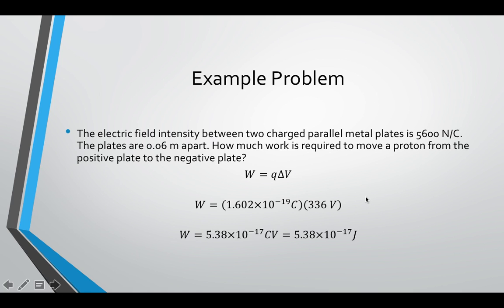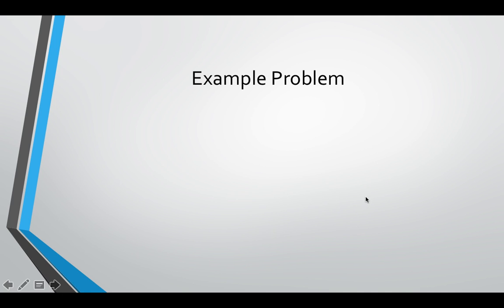Now, a coulomb volt, if you do the math, is just a joule, because a volt is equal to joules per coulomb. Multiply that by coulombs, the coulombs cancel out, and leave you with just joules, which is the unit that we traditionally use to measure work.